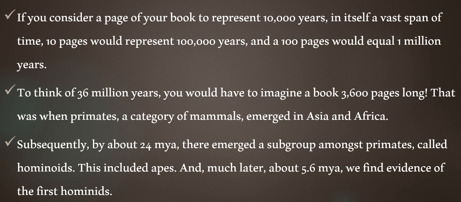So with all this research, whatever we have done from the beginning to the present, we understood that these primates, a category of mammals, emerged in Asia and Africa. So when you are going back to 24 million years ago, you can understand the history of primates. These are also called hominoids. When it comes to the human-alike hominids, you need to go back to 5.6 million years ago.